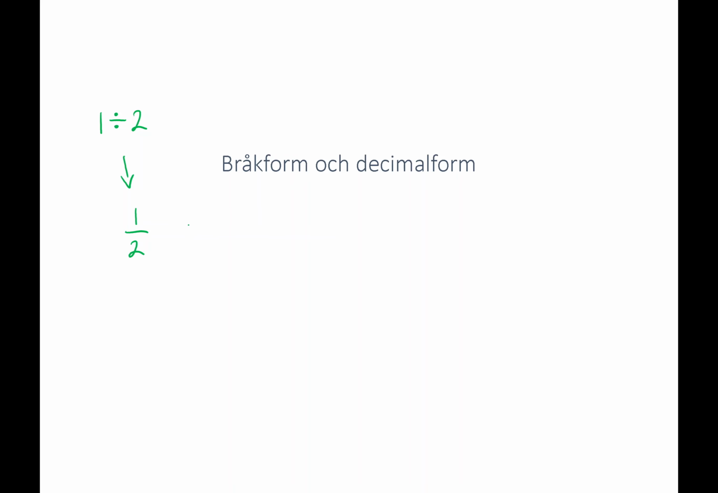Well, the answer is 0. 2 is too big to fit into 1. Think about it as you have 2 people that need to fit into 1 chair. It just doesn't work. So when we put our 0, we need to continue our work. So let's add a 0 here, and let's add a decimal here. And then we ask ourselves, how many times does 2 fit into 10? And the answer should be 5, because 5 times 2 is 10. Here we have it, 0.5.